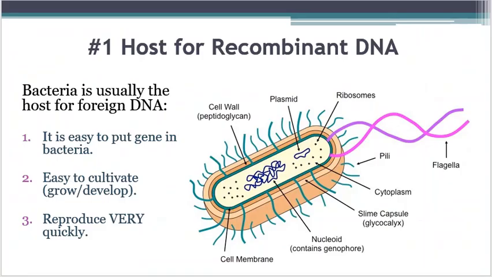In order to make this recombinant DNA, we use bacteria as the host for foreign DNA. Now, when we say foreign, that's usually ours, human, like one of our genes that we want to produce faster or more efficiently. And we do that because it's easy to put the gene into bacteria. They're very simple creatures. We just open them up and insert.